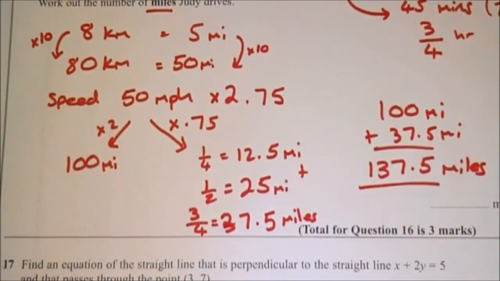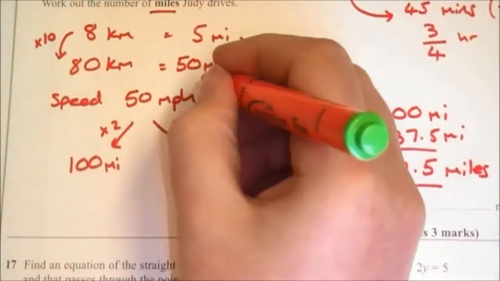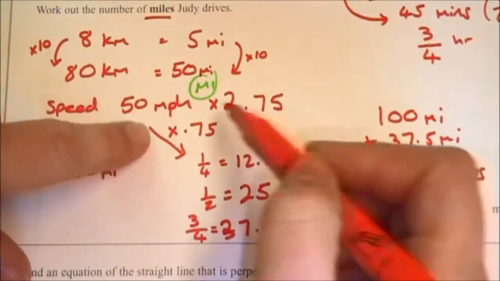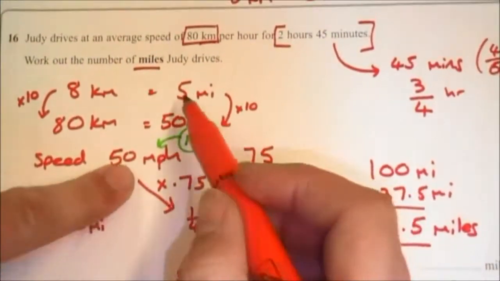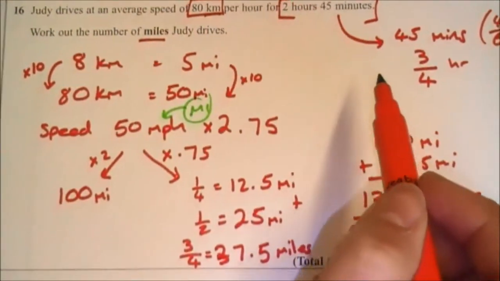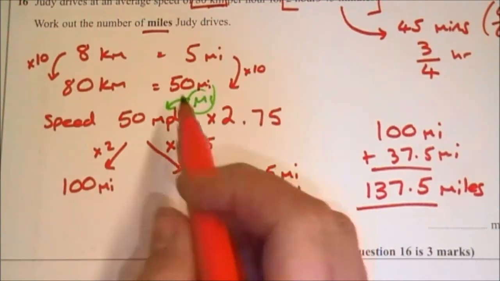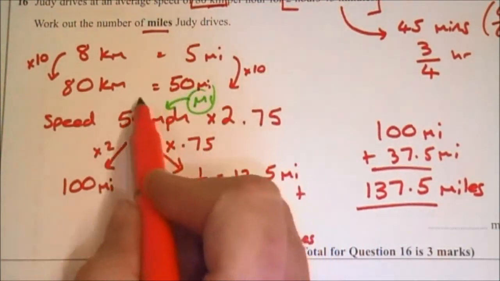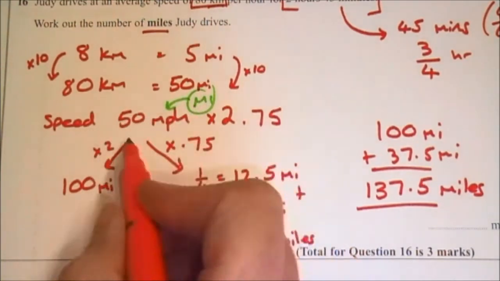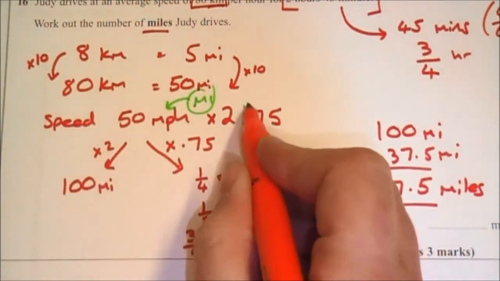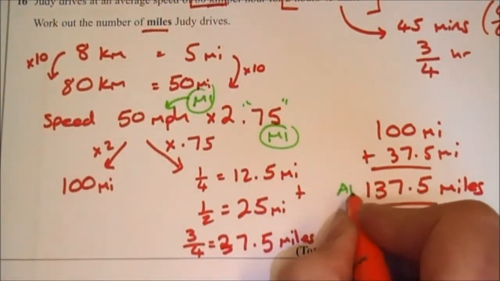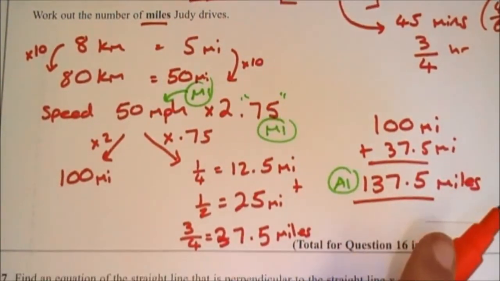Now with regards to how the marks are allocated, you get 1 mark for showing a correct method of getting 50 miles per hour. So we used this method where we multiplied it by 10 because we knew what the conversion factor was. You then get the second mark for taking whatever speed you get in miles. So it's a follow through of a mistake. Whatever speed you got times 2.75 gets you your second mark. And then the third mark is your answer mark for getting the correct answer in miles.